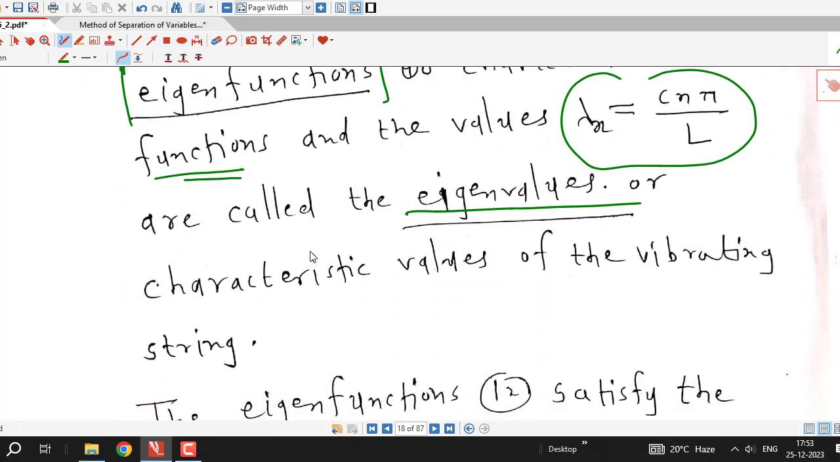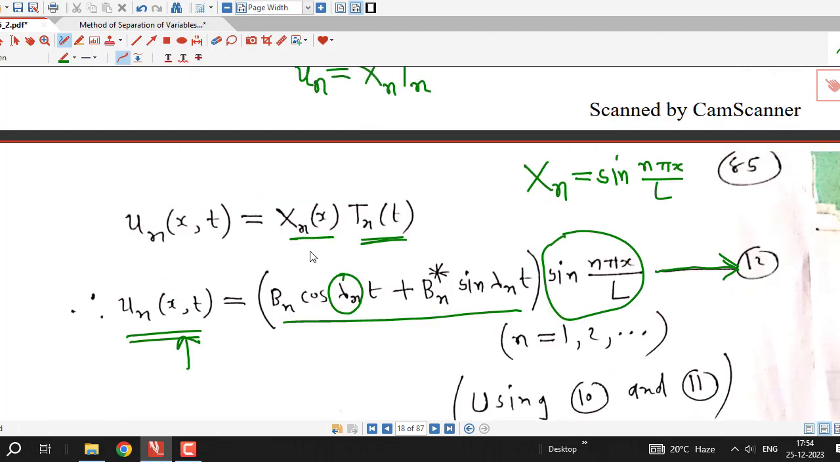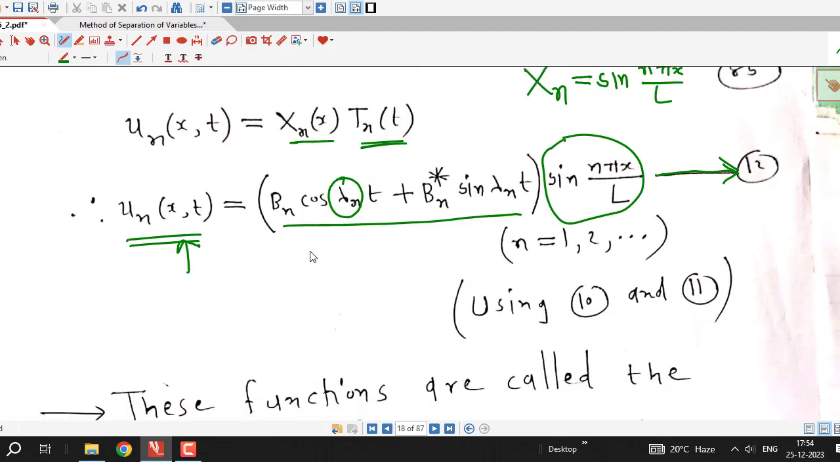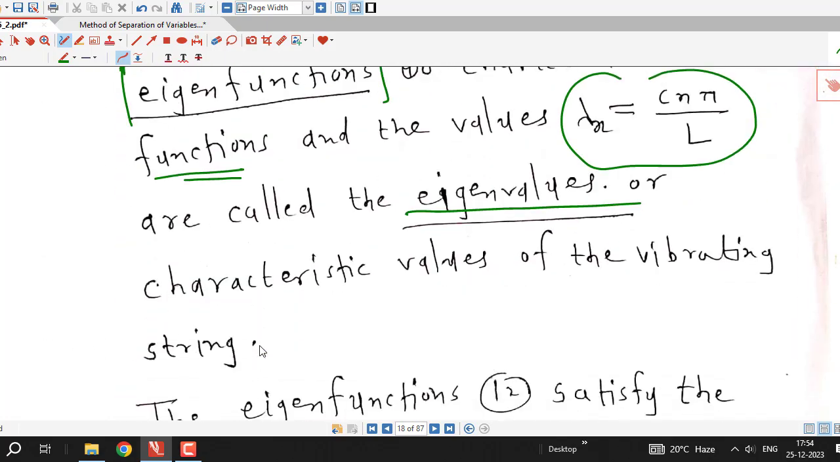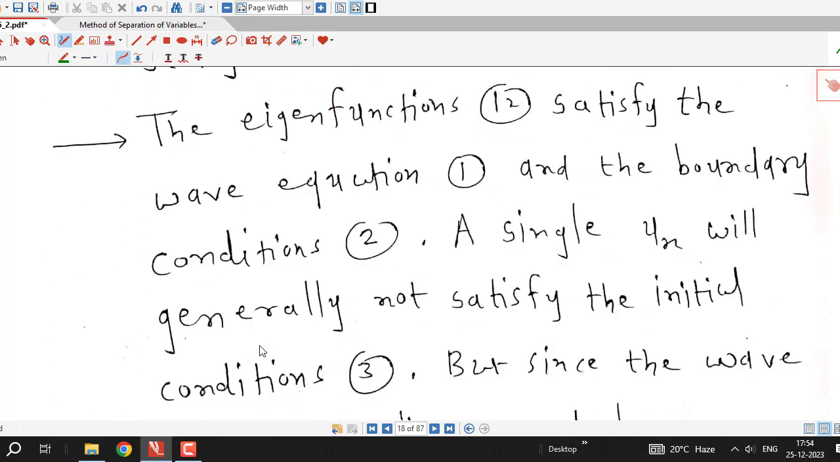And to use initial conditions, we will apply the superposition principle first. We know that if our partial differential equation is linear and homogeneous, and if u1, u2 and un and so on are solutions of the homogeneous linear partial differential equation, then their sum is also a solution of the same homogeneous linear partial differential equation. That is called the superposition principle for homogeneous linear partial differential equations.